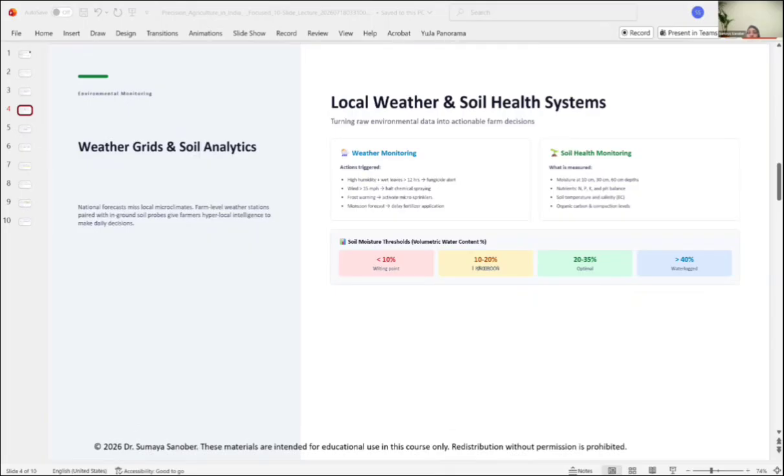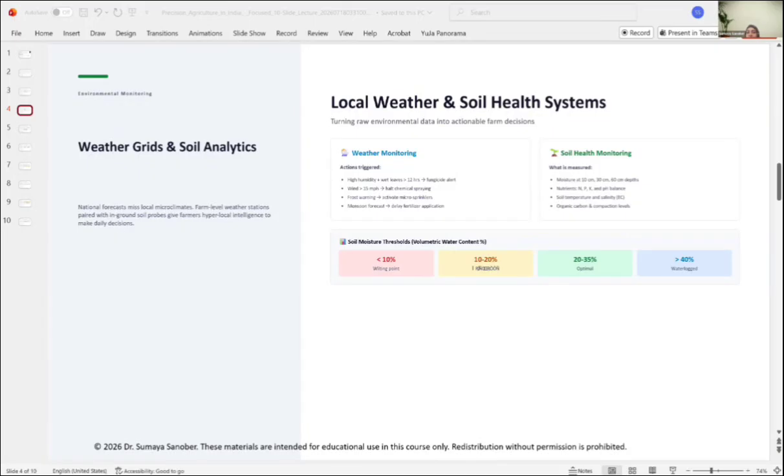Strong wind may indicate that pesticide spraying should be delayed, because the chemical may drift away from the crop, right? So based on these local weather conditions, you can decide how your farm needs to be managed. Also, a frost warning may trigger protective irrigation, while a monsoon forecast may tell the farmer to delay fertilizer application so that the nutrients do not get washed away. For example, you have sprayed all the nutrients, and then in the late evening there is heavy rainfall. It means that all those nutrients have been washed away.